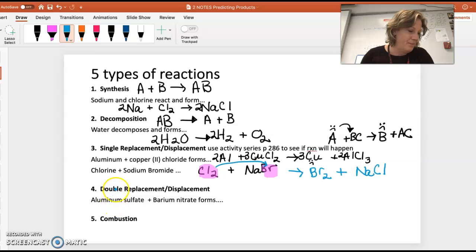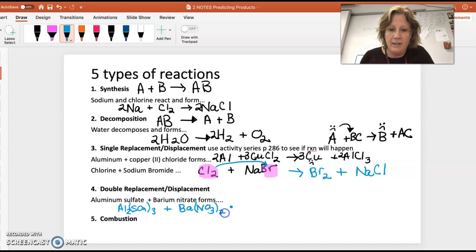Couple more. So I have aluminum sulfate. This is a double replacement. So it's good if you could practice. You could pause and see if you can write these compounds. You're just balancing charge. They're ionic. Before I do that though, a double replacement is going to look like this.